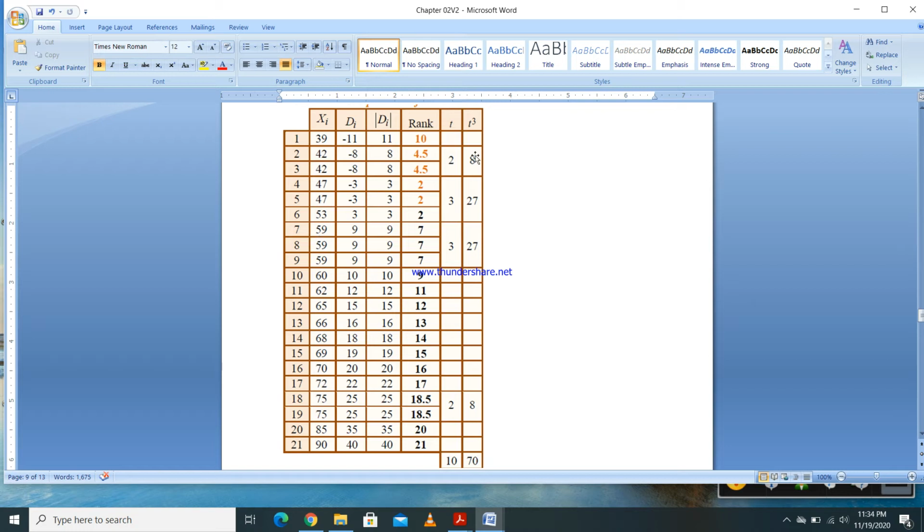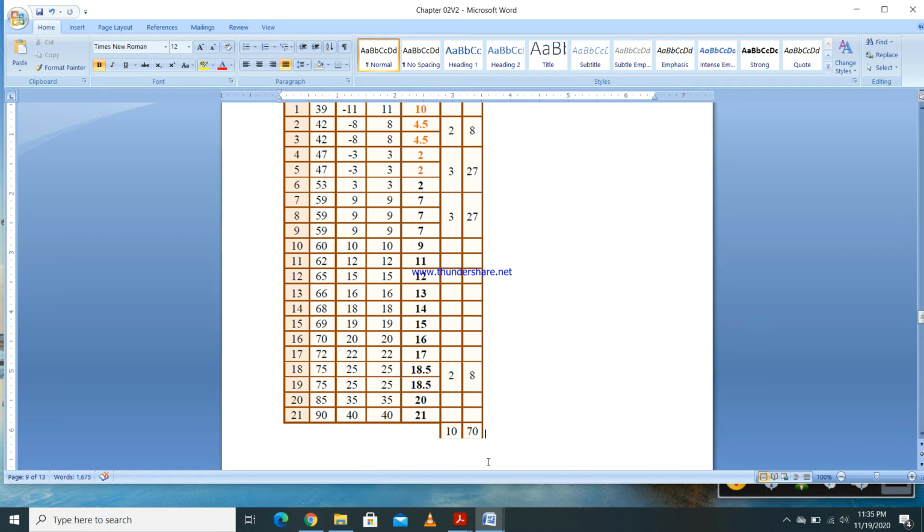Likewise, we have to calculate the t value. After calculating the t values, you have to take the summation of t, and then take the t to the power 3 values and the summation of that. If you give this a try, you will get the summation of the t values as 10, and the summation of the t to the power 3 values as 70.